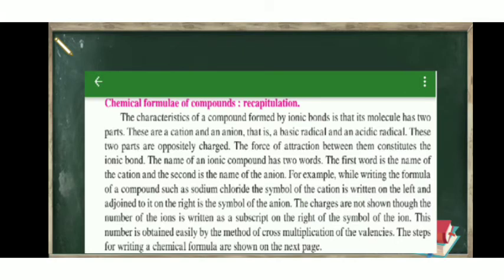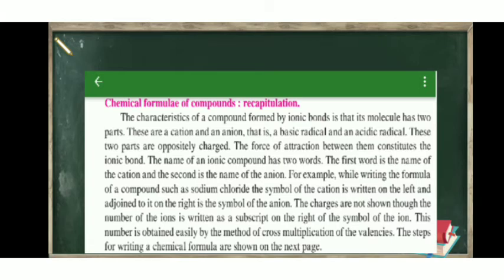The force of attraction between them constitutes the ionic bond, and the name of an ionic compound has two words. So the first word is the name of the cation and the second is the name of the anion.